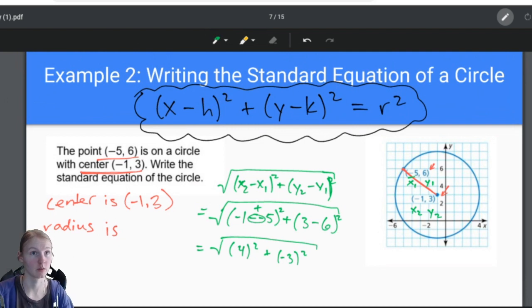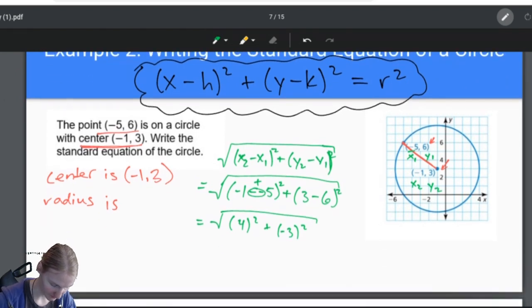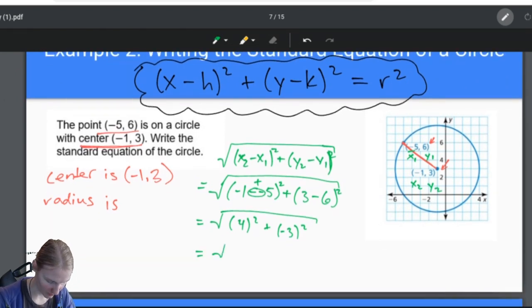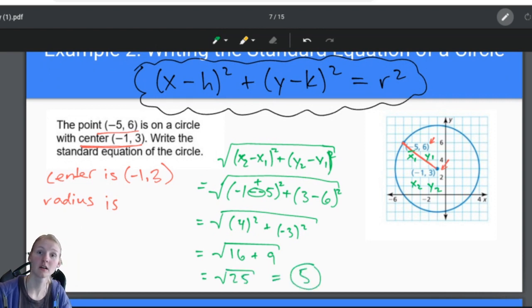Whew, we've been cooped up inside too long. It's hard to remember these things. Okay. And now 4 squared is 16. -3 squared is 9. And we get square root of 25. Oh my goodness. Which is indeed 5. Perfect. So, we were right to just count down when we counted the boxes and they were 5. We were totally right, and we could have done that. Alright, radius is 5, center is -1.